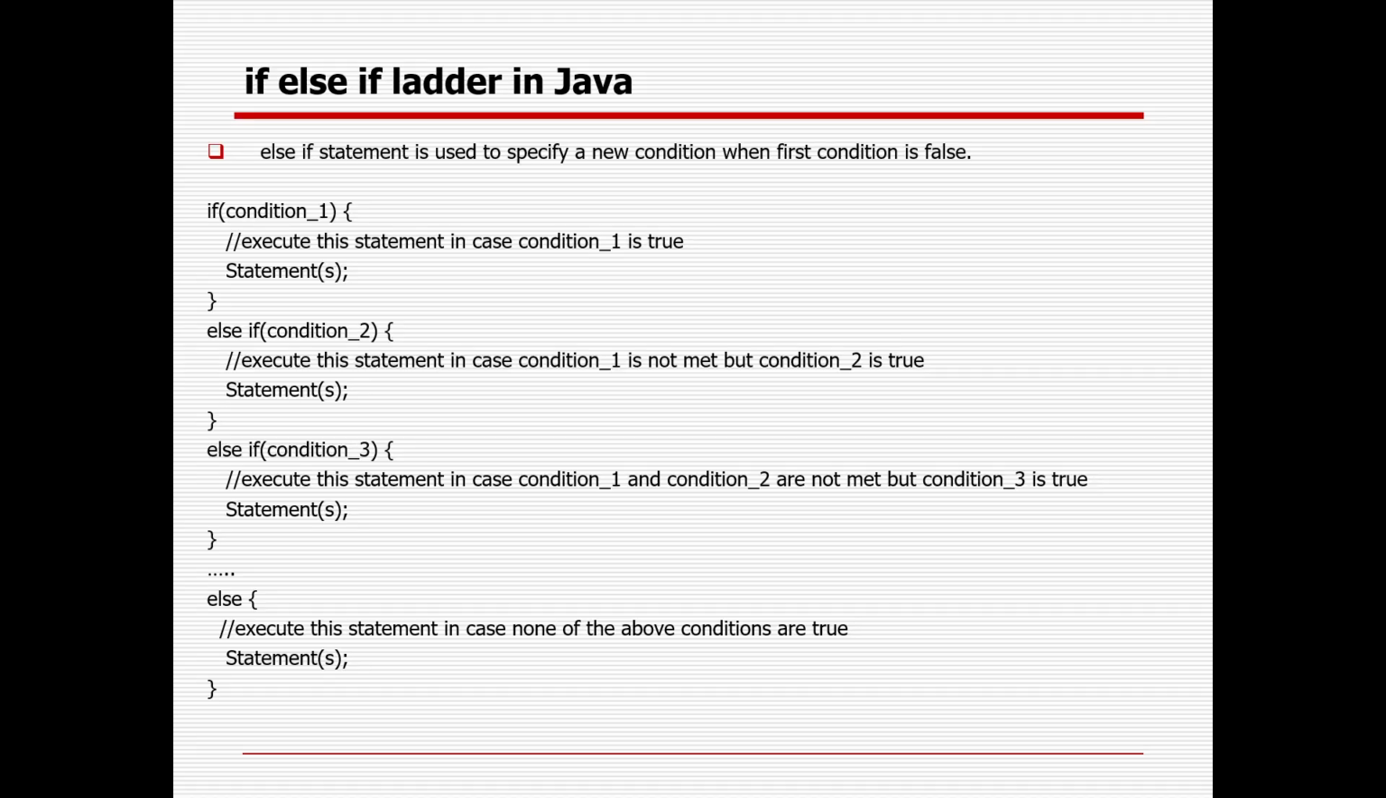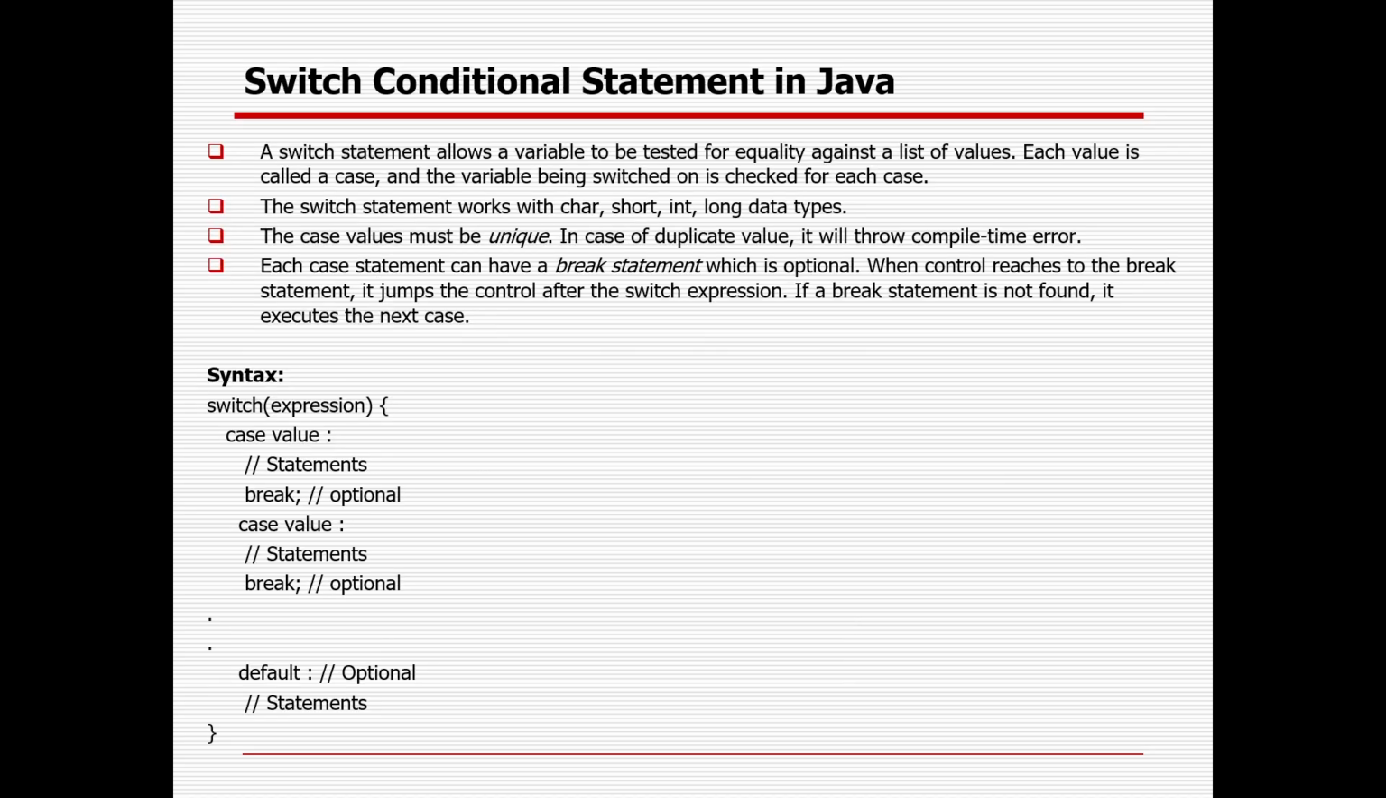The last conditional statement is called the switch statement. The first ones were already covered: if else, nested if else, and else if or if else if ladder. Switch is also a conditional statement. A switch statement allows a variable to be tested for equality against a list of values. In the framework you will see how we can use the switch statement, because that part will be implemented in the framework. That is the reason it is very important.